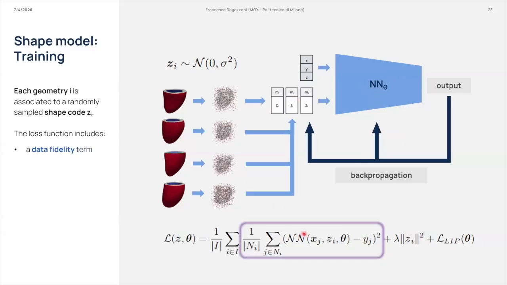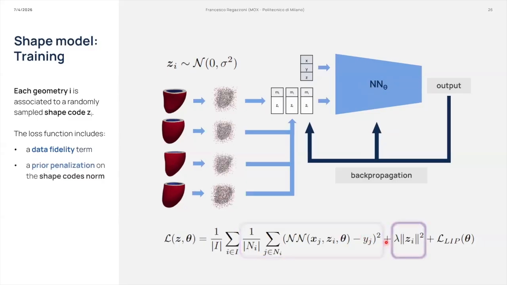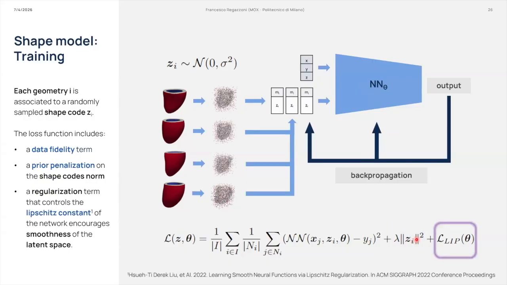And the loss function includes the data fidelity term, that is the mismatch between signed distance function predictions and the ground truth signed distance function. Then we have a prior term that penalizes the Euclidean norm of the shape codes, because here we're imposing a Gaussian prior. And finally, also a regularization term that penalizes the Lipschitz constant of the shape model. Here, the idea is that we would like to have a regular map between the shape code and the signed distance function, because this will promote regularity of the latent space, and this will help the inference problem.